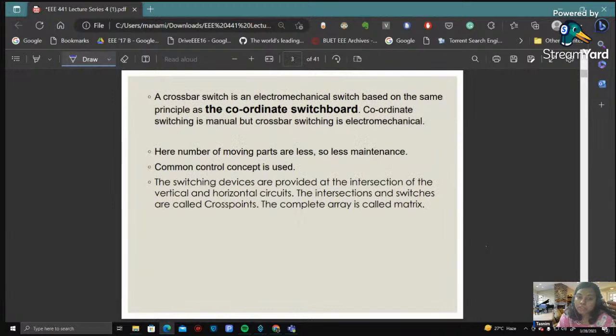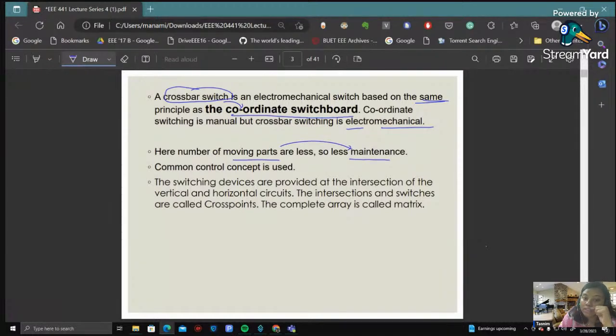A crossbar switch is an electromechanical switch based on the same principle as the coordinate switchboard. Coordinate switching is manual, but crossbar switching is electromechanical. It's not manual; it's electromechanical. Here, the number of moving parts is less, so there is less maintenance, since the moving parts are fewer.